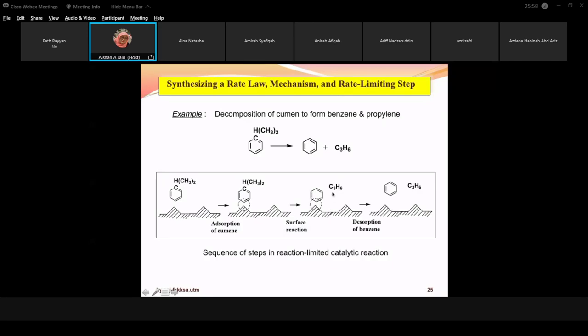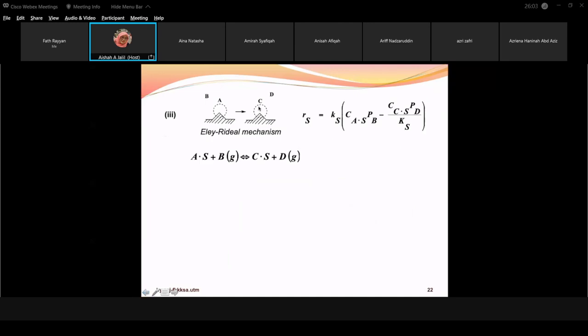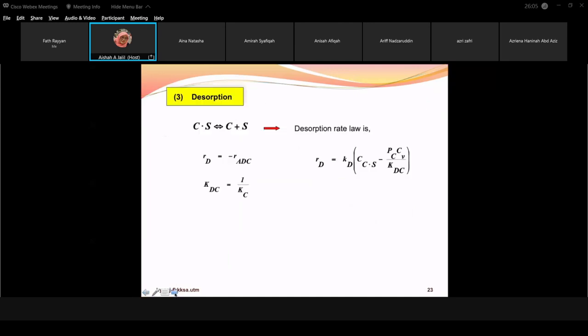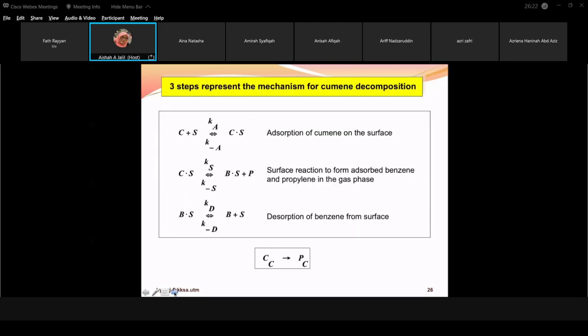This is what we call the reaction, and then the desorption of benzene. This is just benzene. The propylene is not attached, so it is just desorption of benzene. So three steps represent the mechanism of cumene decomposition.